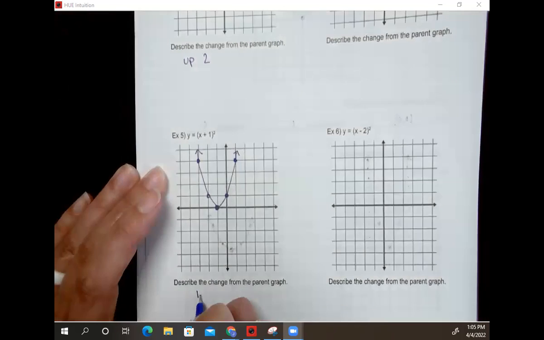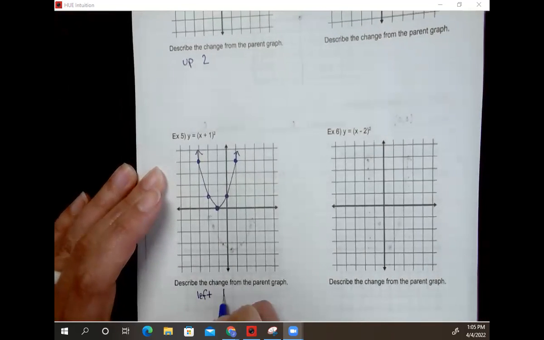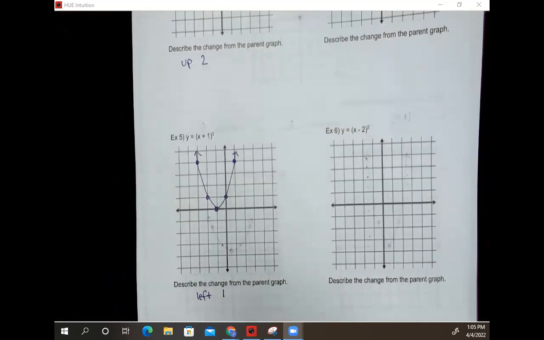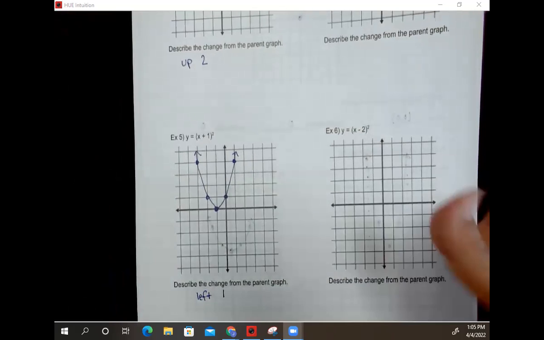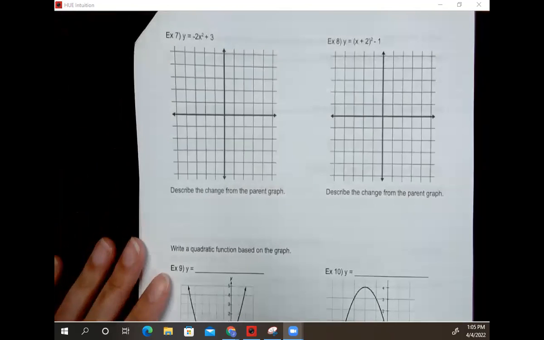So here we've moved to the left 1 unit or 1 spot. Questions for me so far? So we've looked at changing the shape of our graph by stretching or compressing. We've looked at moving up or down, left or right. So on the next page, we'll come back to example 6 in a minute. On the next page, I want to take a look at example 7.